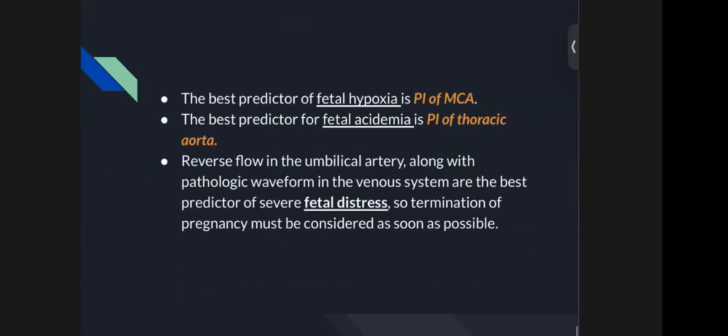So, in conclusion, the best predictor of fetal hypoxia is PI of MCA. The best predictor of fetal acidemia is PI of thoracic aorta. Reverse flow in the umbilical artery, along with pathological waveform in the venous system, are the best predictors of severe fetal distress. So, terminal hypoxia.